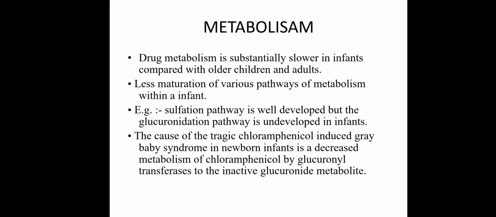Next topic is metabolism. Drug metabolism is substantially slower in infants compared with older children and adults. There is less maturation of various pathways of metabolism in infancy. For example, the sulfation pathway is well developed, but the glucuronidation pathway is undeveloped in insufficiency. This causes chloramphenicol-induced gray baby syndrome in newborns, due to decreased metabolism of chloramphenicol by glucuronyl transferase to the inactive glucuronide metabolite.